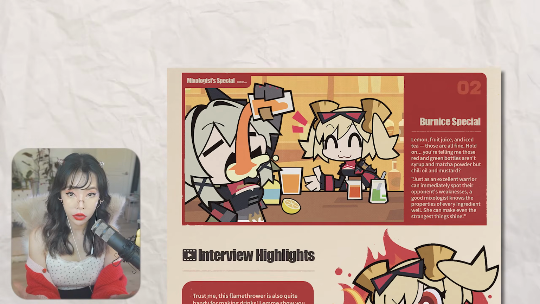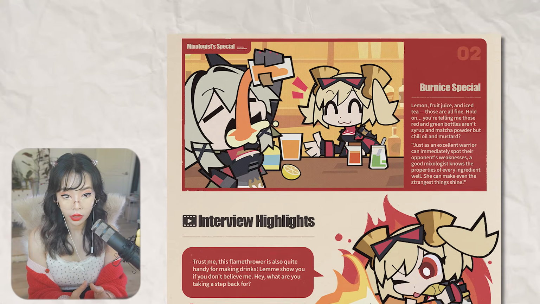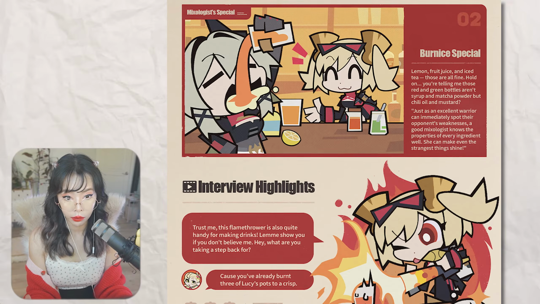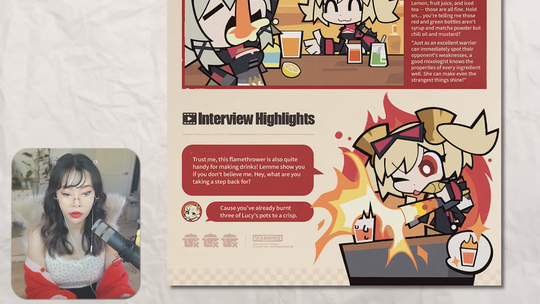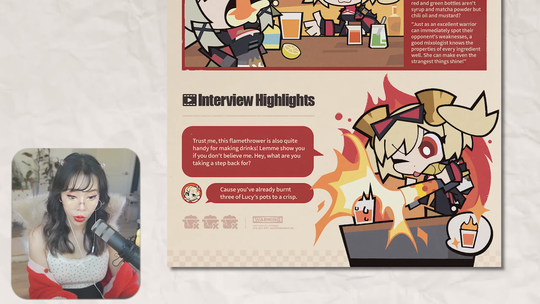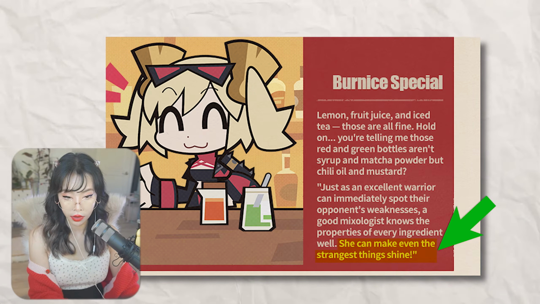The best example of her Moe Gap that I can think of is when she's mixing her drinks. If she was fully chaotic, she would be exploding kitchens just to see it all burn. But she's intentionally and artistically creating unique flavor combinations to, quote unquote, even make the strangest things shine.